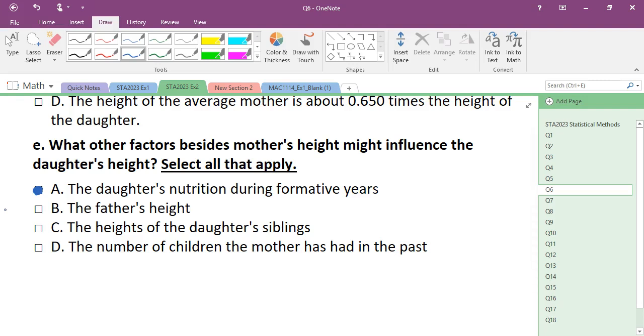And what about the father's height? Would that affect? Absolutely, because you get some of your mother's genes, you get some of your father's genes. That's going to affect your height. What about the heights of the daughter's siblings? No, we don't care about the daughter's brothers and sisters. Their heights do not affect her height. And then the number of children the mother has had in the past. No. Number of children the mother has had in the past doesn't affect it at all. So it's A and B. Nutrition and father's height. Okay.